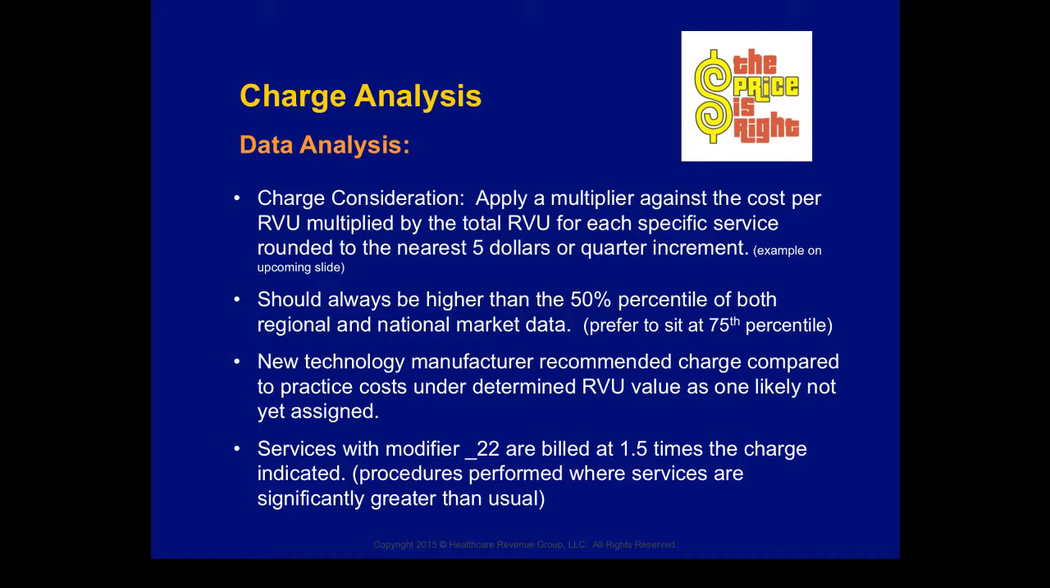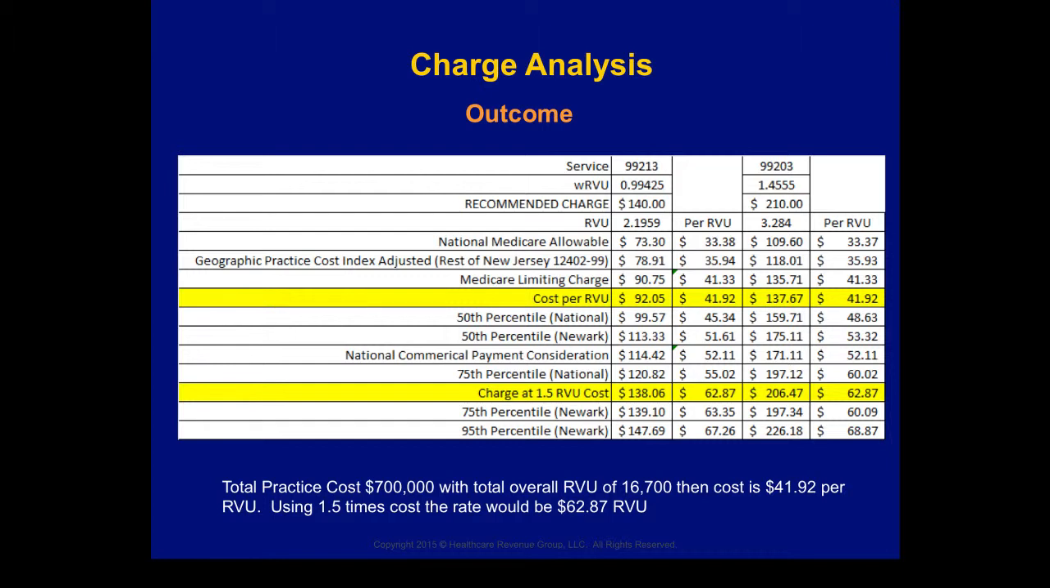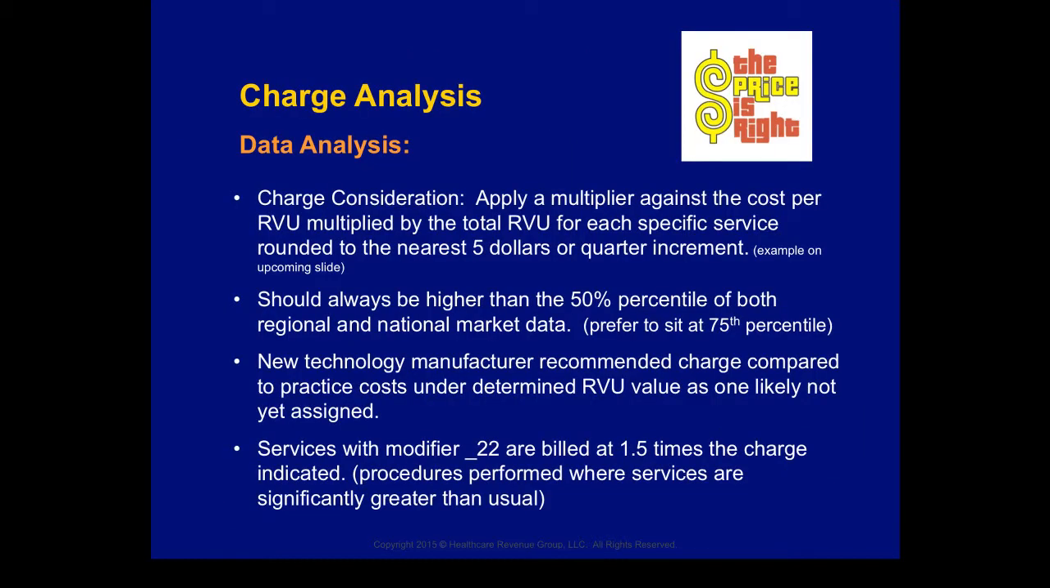We should always be higher than the 50th percentile. This charge right here at 140, 210 better always be higher than your 50th percentile figures here of 99 and 113, here of 159 and 175. There is absolutely no reason your charge, not what you're accepting as payment, but your charge, should ever be below the 50th percentile regionally or nationally. That should be a component.